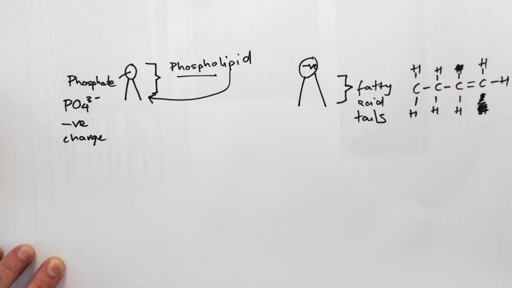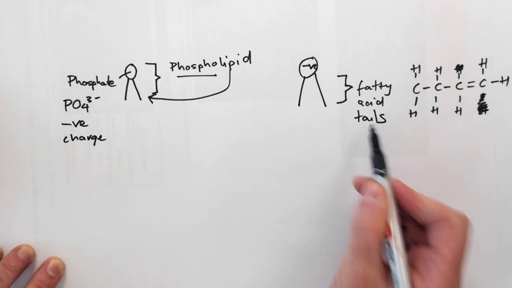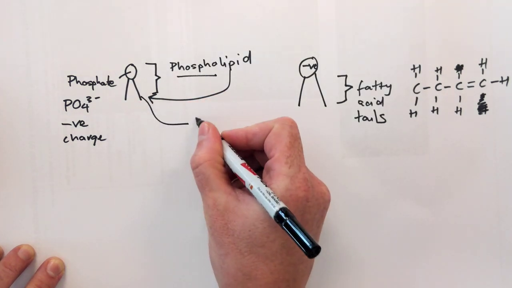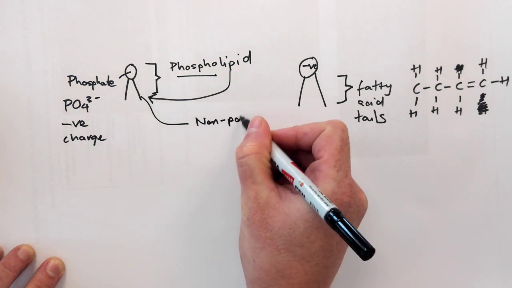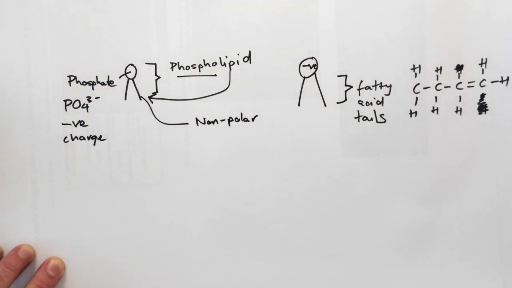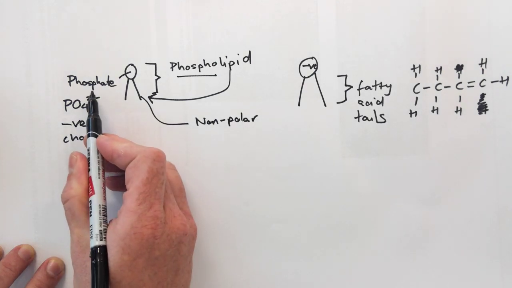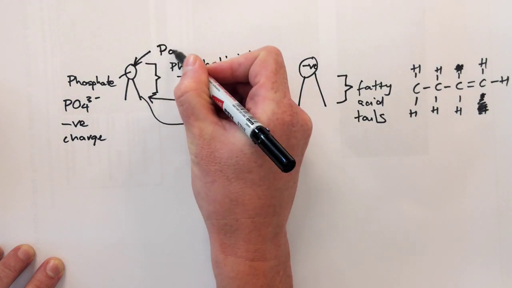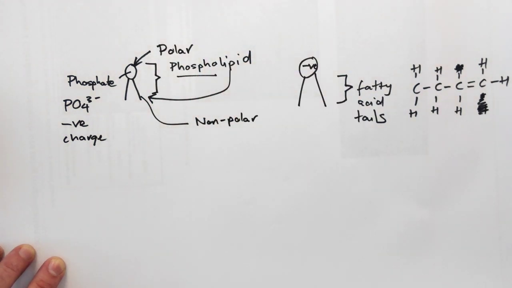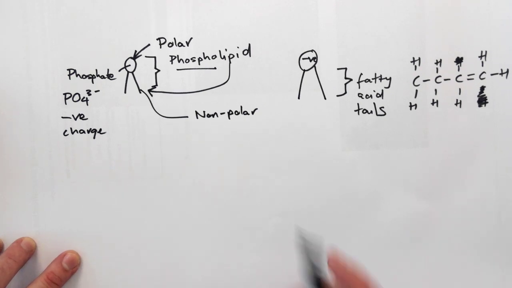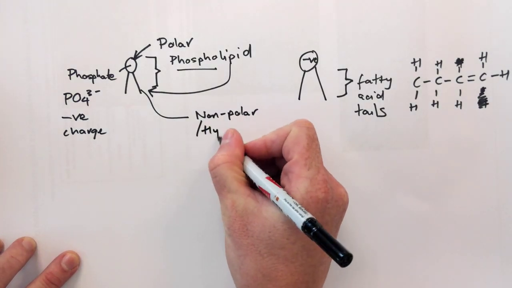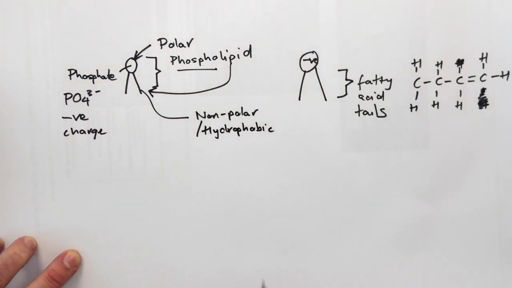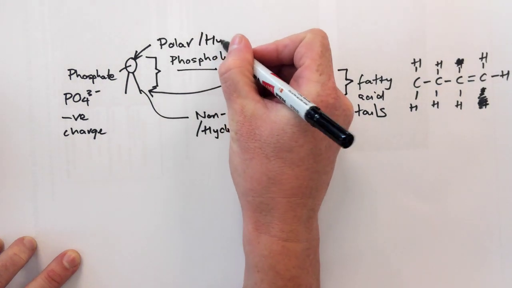Because it's a lipid tail, this section is non-polar. It doesn't have charges. Whereas the phosphate head, because it's a negative charge, is polar. Non-polar we can also call hydrophobic, whereas the polar we could call hydrophilic.